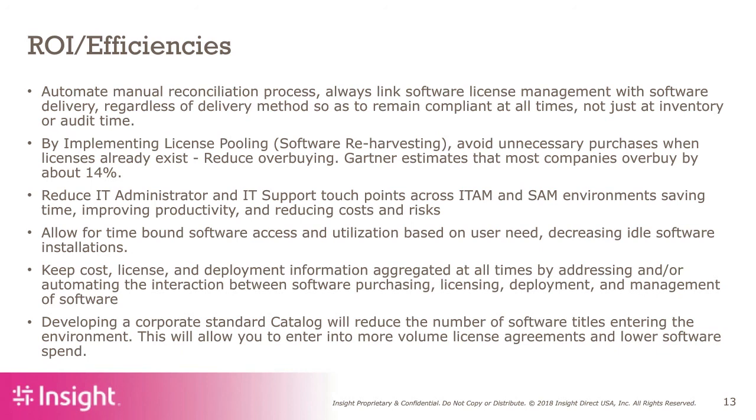So overall, this keeps costs, licensing, and deployment information reduced, and it's all aggregated by a singular automated interaction. It's viewable by their purchasing, their licensing groups, their deployment group, management, as well as IT. By doing so, it gave them the efficiencies they needed to develop that standard catalog, reducing the number of software titles entering their environment. It gives them much better control and security.